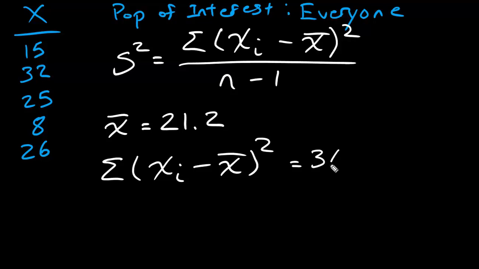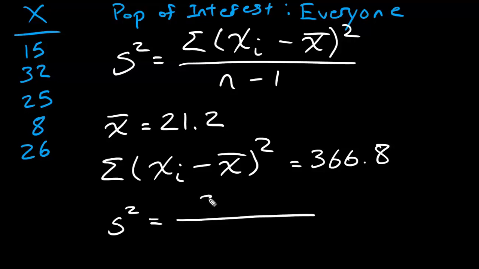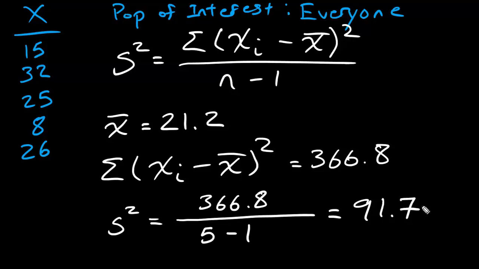But as it stands, the only thing we're really changing is this last little step. Because instead of 366.8 being divided by 5, it is instead divided by 5 minus 1, or 4. And that gives us 91.7 as our variance.